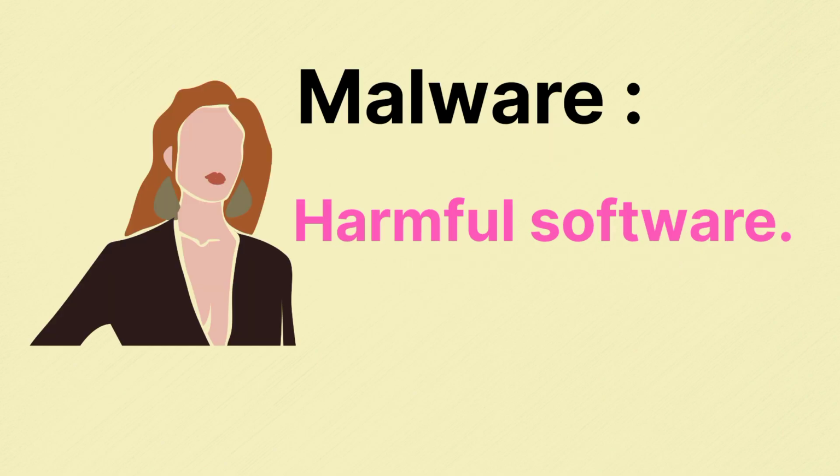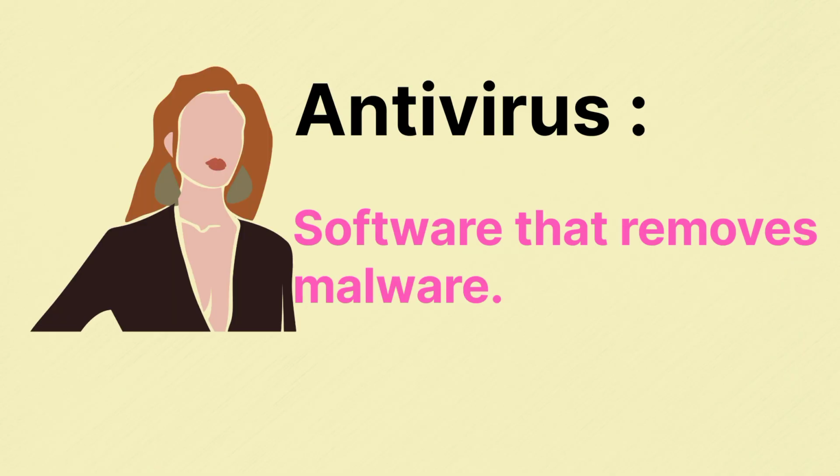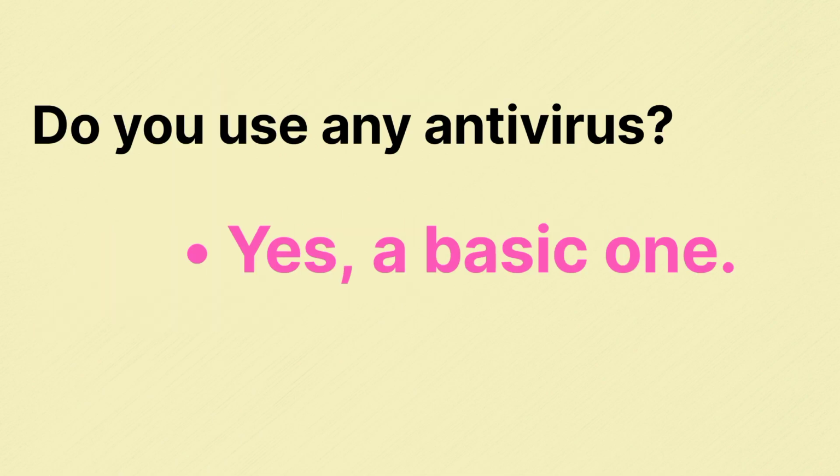Malware. It is a harmful software. For example, did malware affect your phone? Yes, but I removed it quickly. Antivirus. A software that removes malware is known as antivirus. For example, do you use any antivirus? Yes, a basic one.